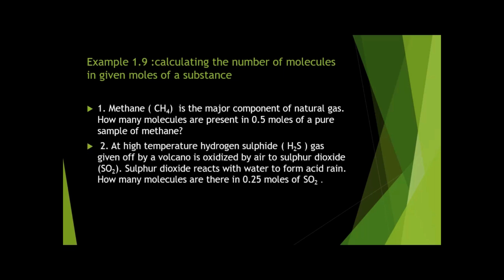And question number 2, at high temperature, hydrogen sulfide gas given off by a volcano is oxidized by air to sulfur dioxide. Sulfur dioxide reacts with water to form acid rain. How many molecules are there in 0.25 moles of SO2 sulfur dioxide? Yes students, same in this case, sulfur dioxide is a molecule, so we have to find the number of molecules when number of moles of SO2 are 0.25.